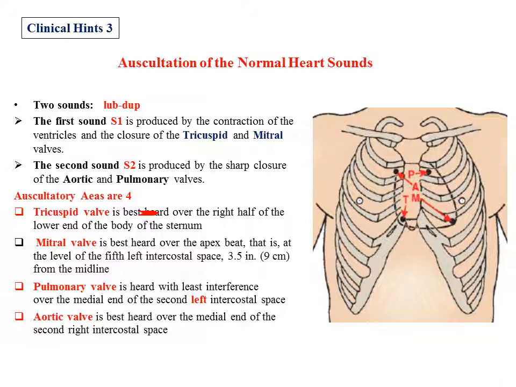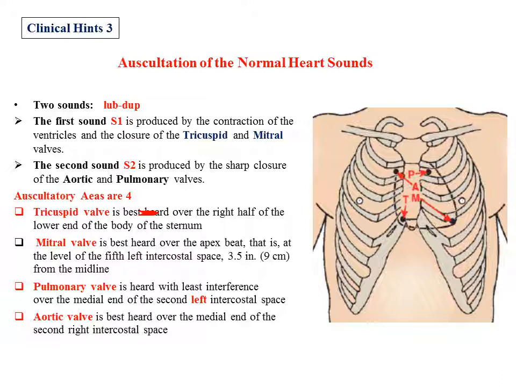Auscultation of the heart, as we have mentioned, we have two sounds, the lub dub. You remember the lub dub is one and two. The first heart sound is produced by the contraction of the ventricles and the closure of the mitral, followed by the tricuspid valve. The second heart sound is produced by the sharp closure of the aortic and pulmonary valve.